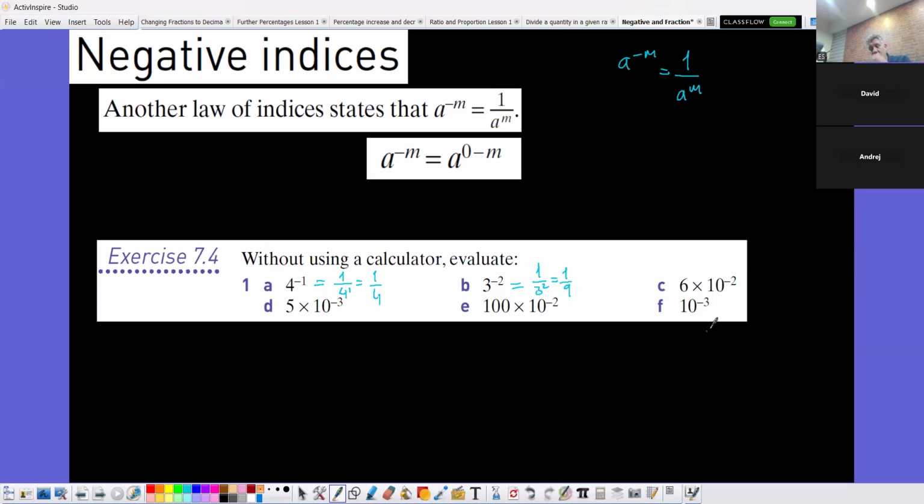And as I mentioned to you, here I said you don't need to calculate these numbers by using a calculator.